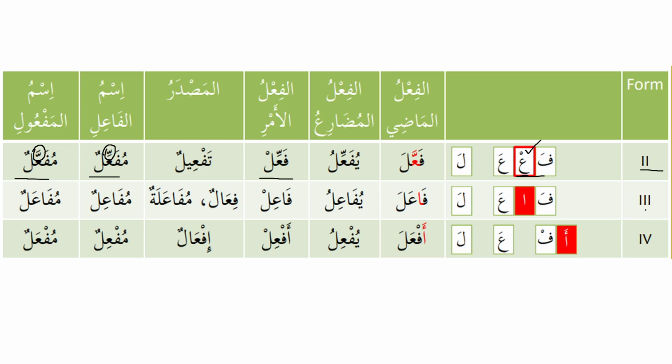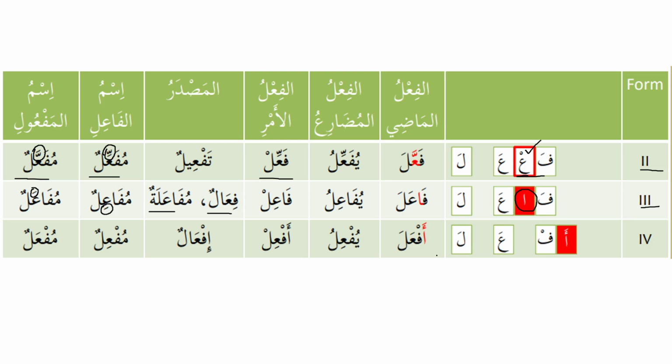And today's bab is what? Fa'ala. So what is extra over here? Alif. Fa'ala, yufa'ilu. Fi'l al-amr will be fa'il. And as we can see over here that it has two masdar. It has fi'alun wa mufa'alatun. And we have mufa'ilun and mufa'alun. As we know, ismul fa'il will be always with kasra, and ismul maf'ul will be with fatha, the second last letter.